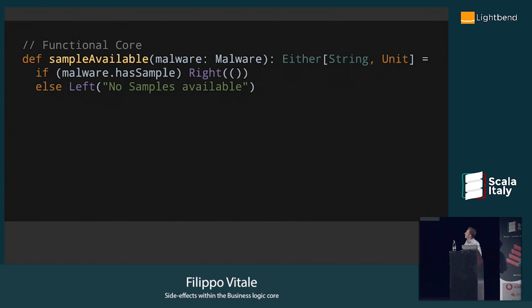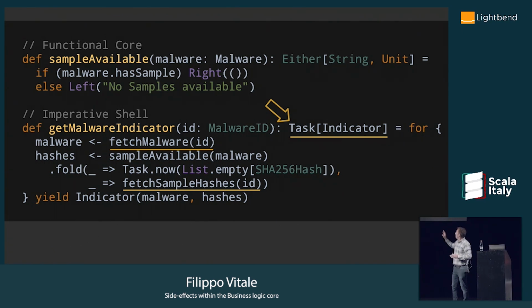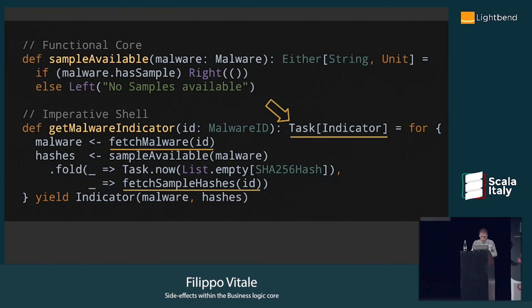So this is the sample available. It's a pure function, as you can tell. And yeah, what we're trying to do is to create a shell where we push all the effects outside. Okay, as I mentioned earlier on, I'm trying to gauge the abstraction. So here I'm using a task. Think about it like IO monad. Could be anything, Monix, whatever. The point is, fetch malware and fetch sample hashes as well are describing now an effect. They're not performing the effect. Because, of course, I'm doing this to try to detonate those effects as late as possible.